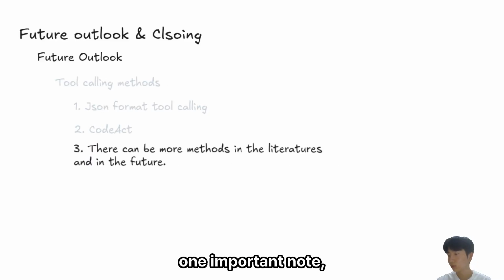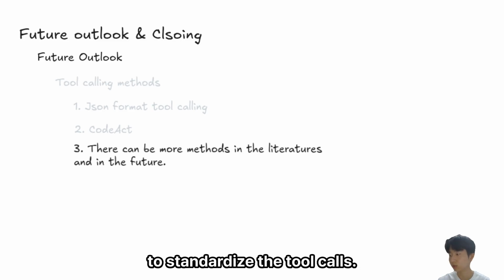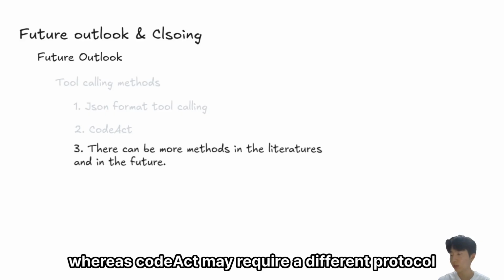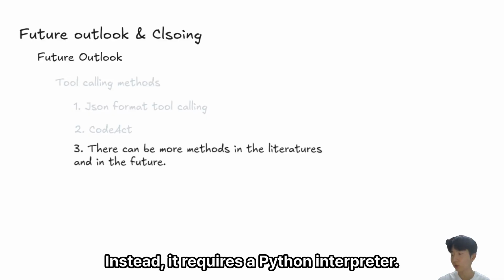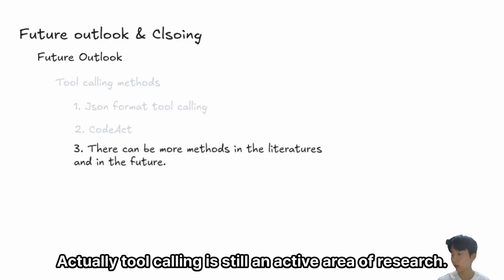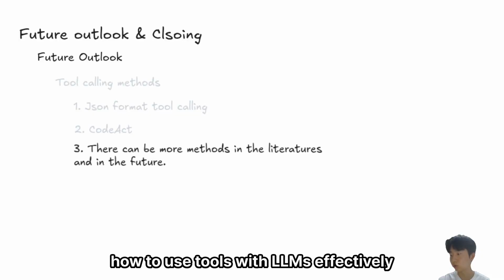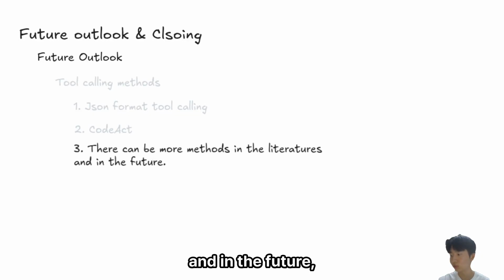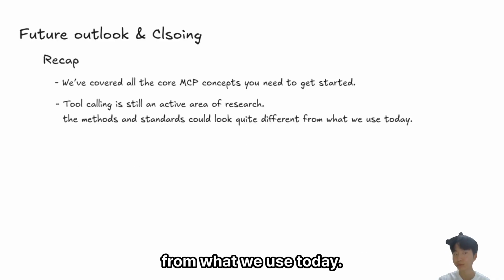One important note: MCP is built around JSON-RPC to standardize tool calls, whereas CodeAct may require a different protocol since it doesn't require JSON formatting for tool calls. Instead, it requires a Python interpreter. Actually, tool calling is still an active area of research. We are only just beginning to explore how to use tools with LLMs effectively, and in the future, the methods and standards could look quite different from what we use today.